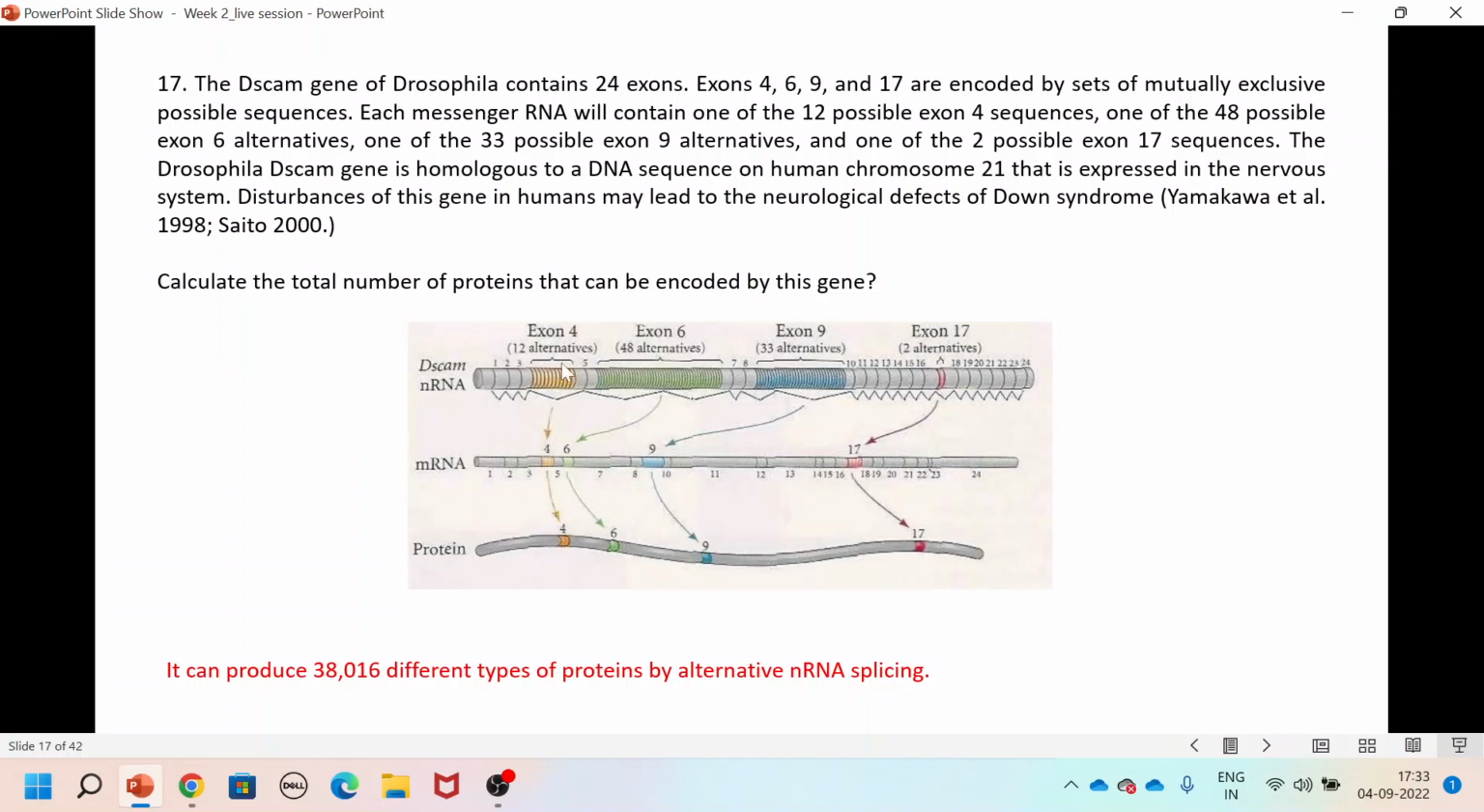So out of 12 alternatives, one can come. The total number of mRNAs possible from the mutually exclusive sequences will be the multiplication of 12 into 48 into 33 into 2. That is 38,016 different types of mRNA, translating into 38,016 different types of proteins. Is it clear now?